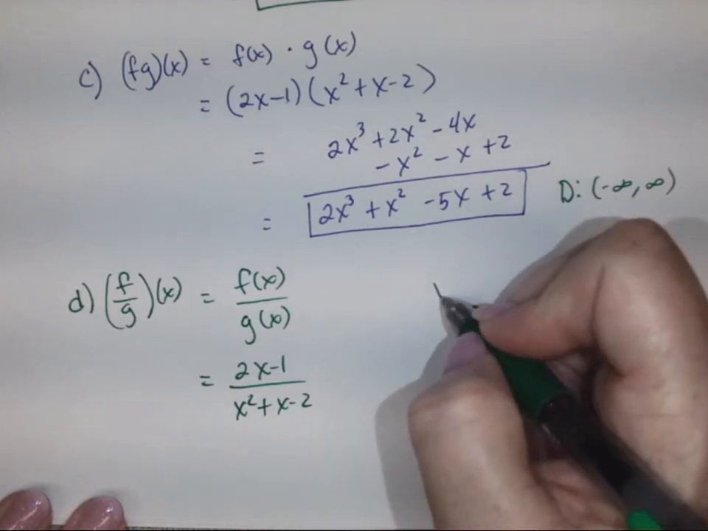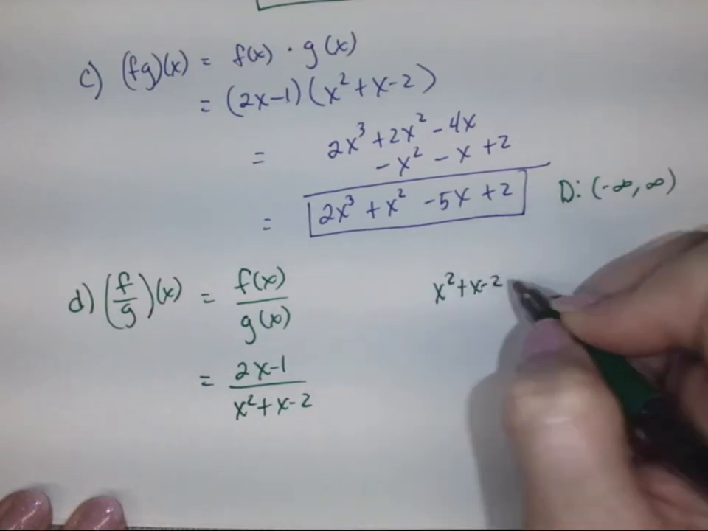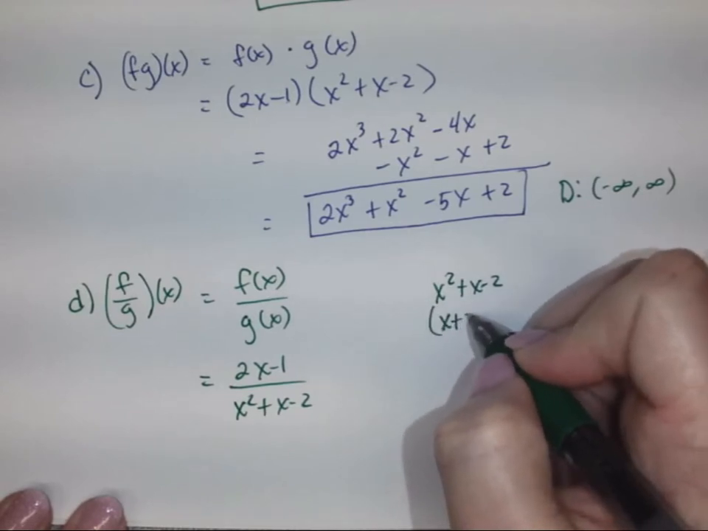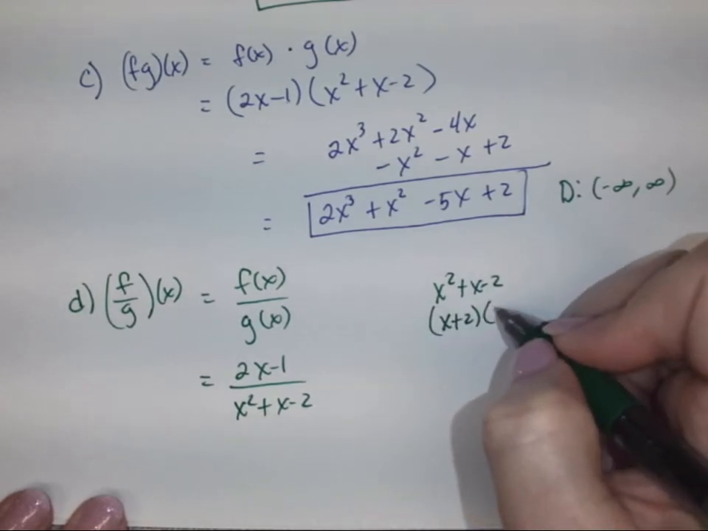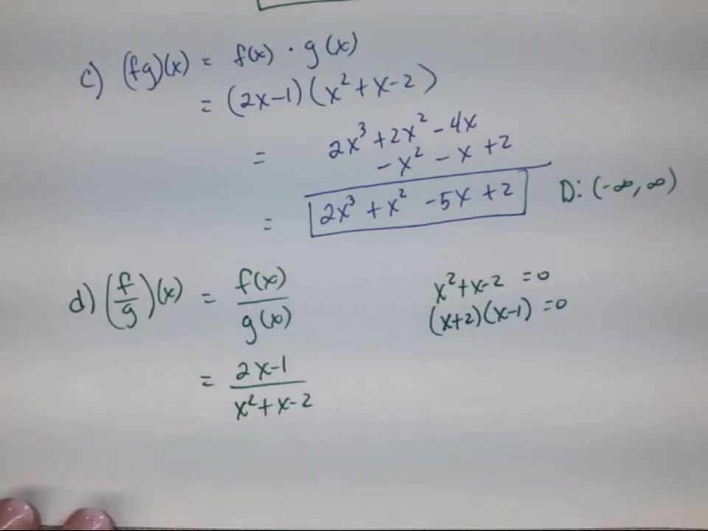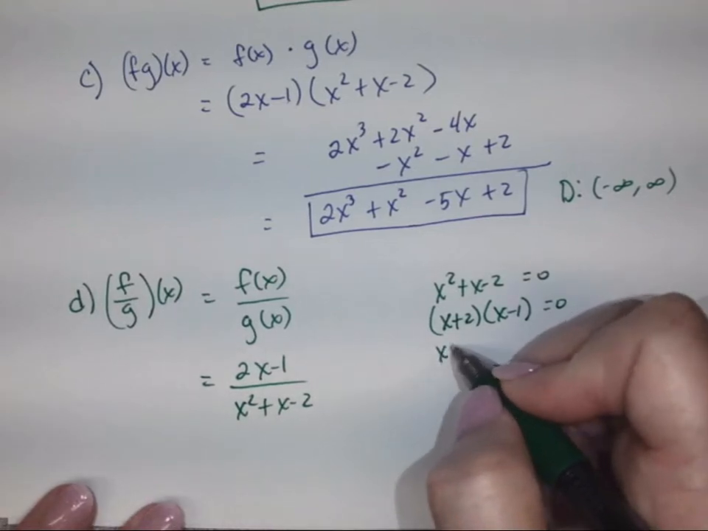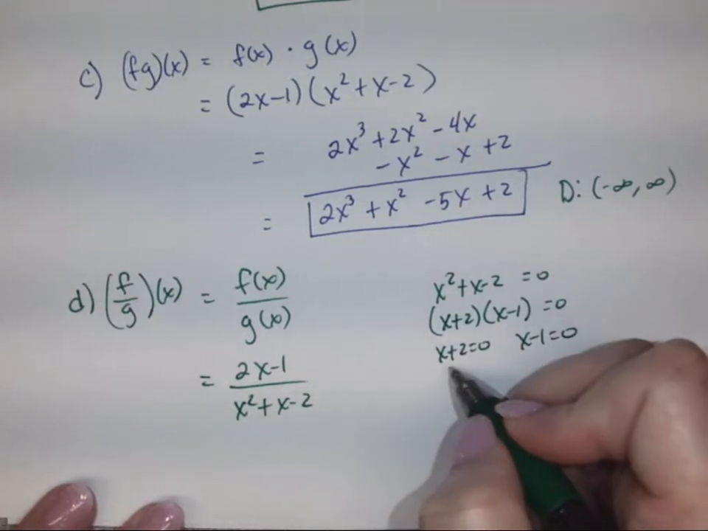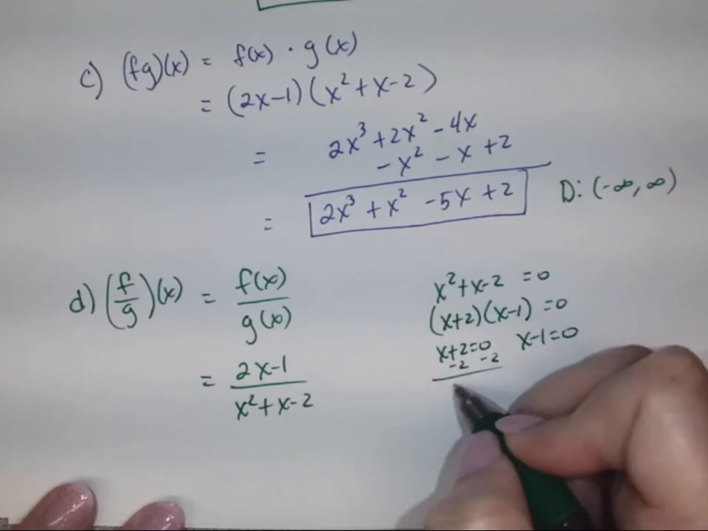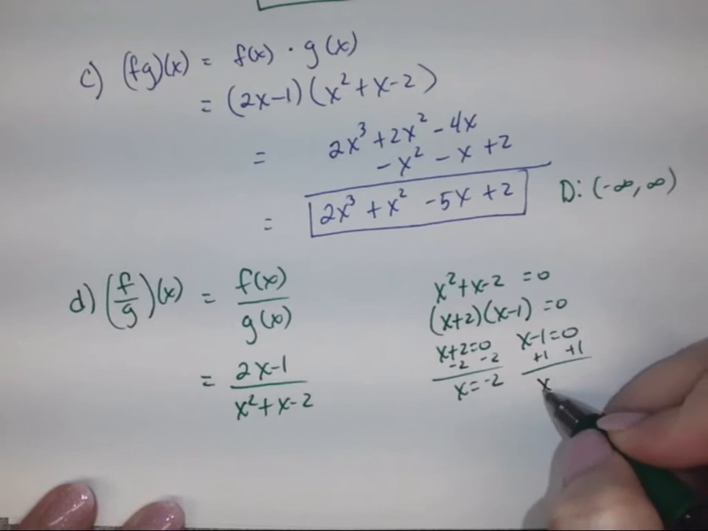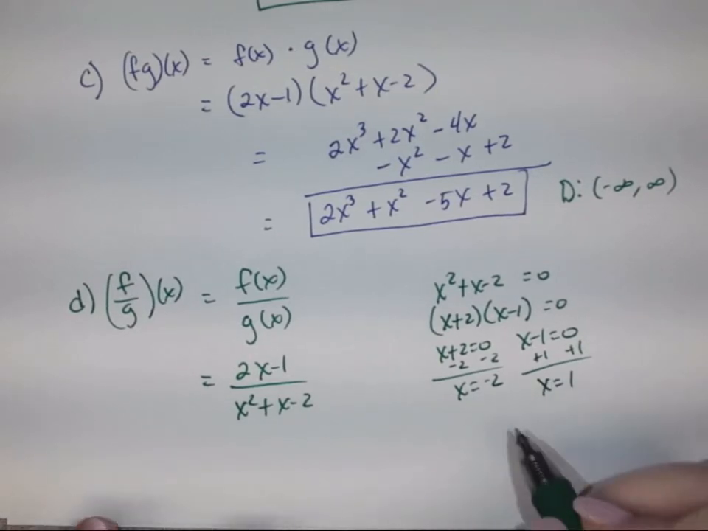So we're going to take our x squared plus x minus 2. I'm just going to factor it, that it would be x plus 2 times x minus 1. We are going to set it equal to 0 because we need to figure out what causes us to divide by 0. So x plus 2 equals 0 and x minus 1 equals 0. Subtracting the 2 over, I get x equal to negative 2. Adding the 1, I get x equal to 1.